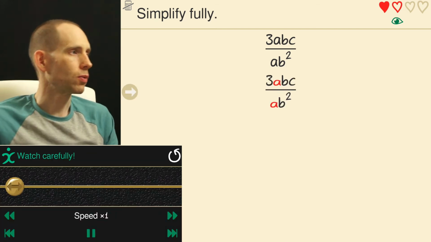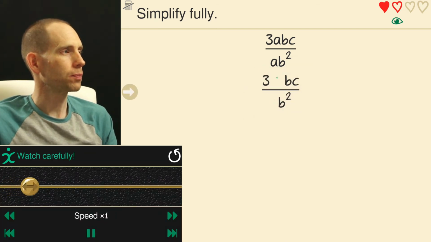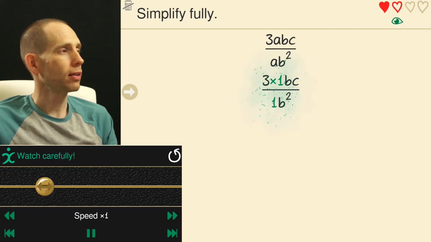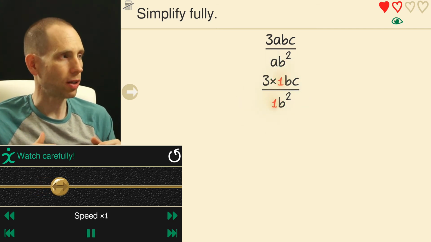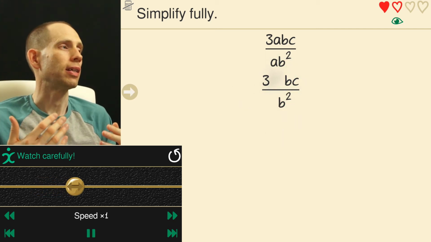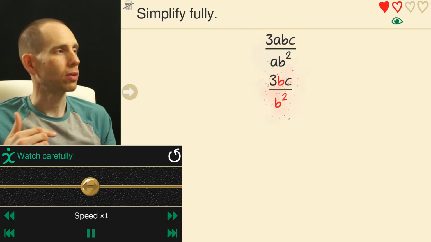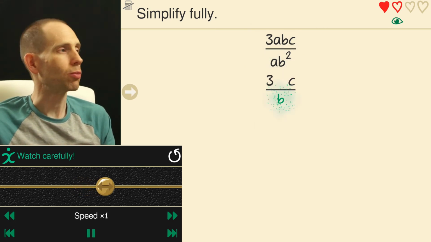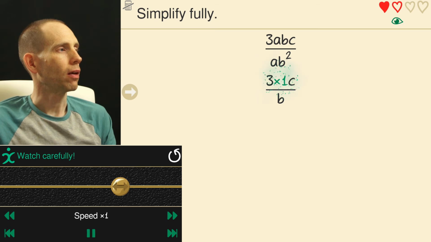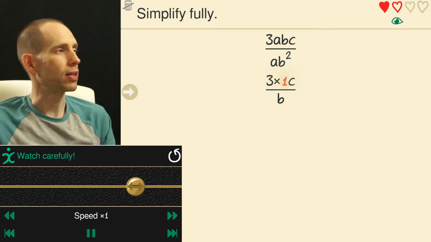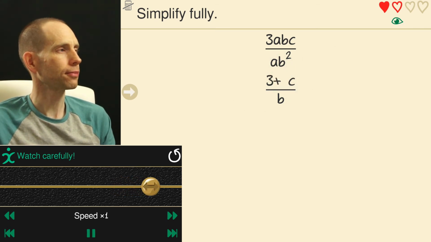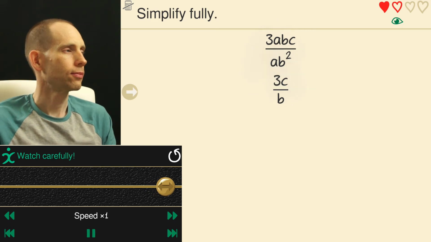Okay, let's do this one. See how many more we get in show me mode. So a divided by a is 1. B divided by b squared is going to leave me with a 1 on the top and just one of the two b's left on the bottom. And then 1 times the rest is just going to be 3c. There we go.